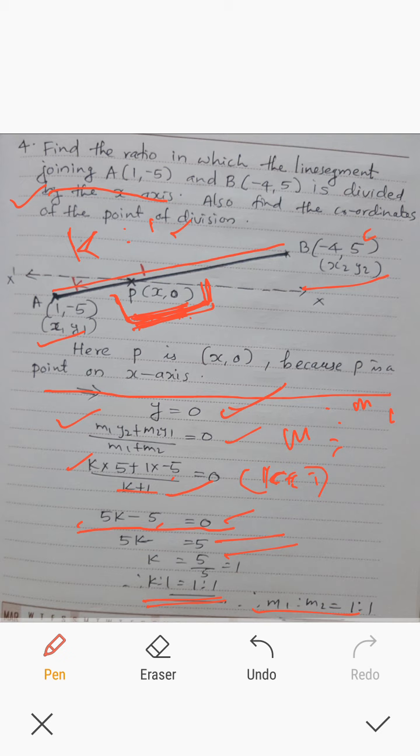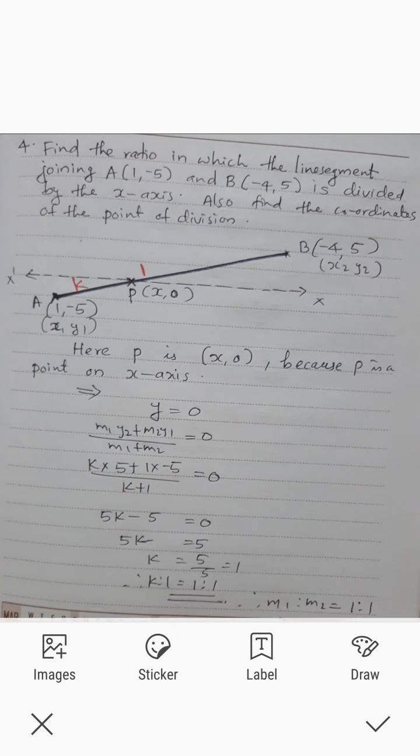Find the ratio in which the line segment is divided. And the second part is also there: also find the coordinates of the point of division. The coordinates of the point of division are P(x, 0). Here 0 is already a constant, no need to find it again. Now we have to find the x coordinate. Since the ratio is with us, we can find the x coordinate. And what is the x coordinate? Let's see.